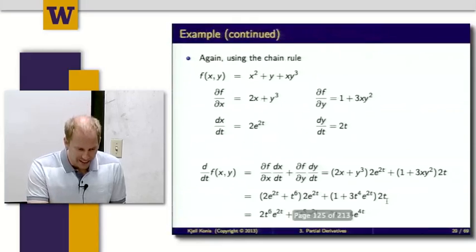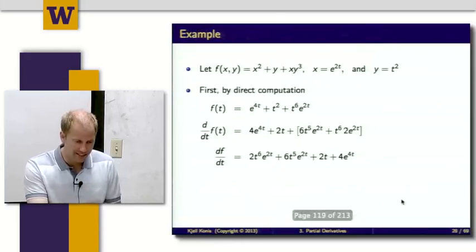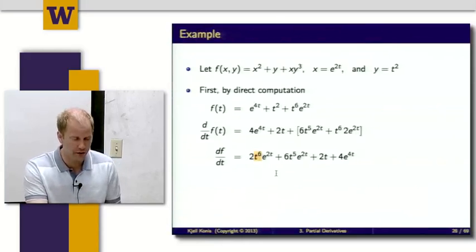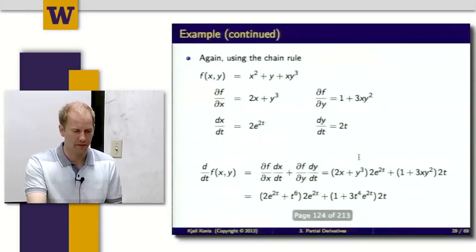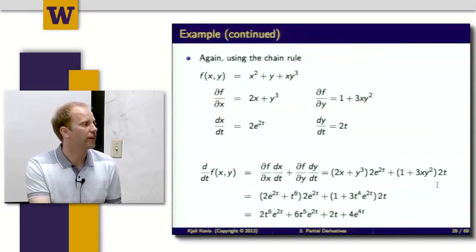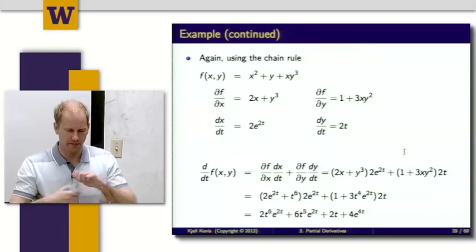And so, go back to the last thing. Here I had t to the 6th term, 2e to the 2t, t to the 5th term, t term, and t to the 0 term. So using the chain rule, we got the same result that we did using the direct calculation.